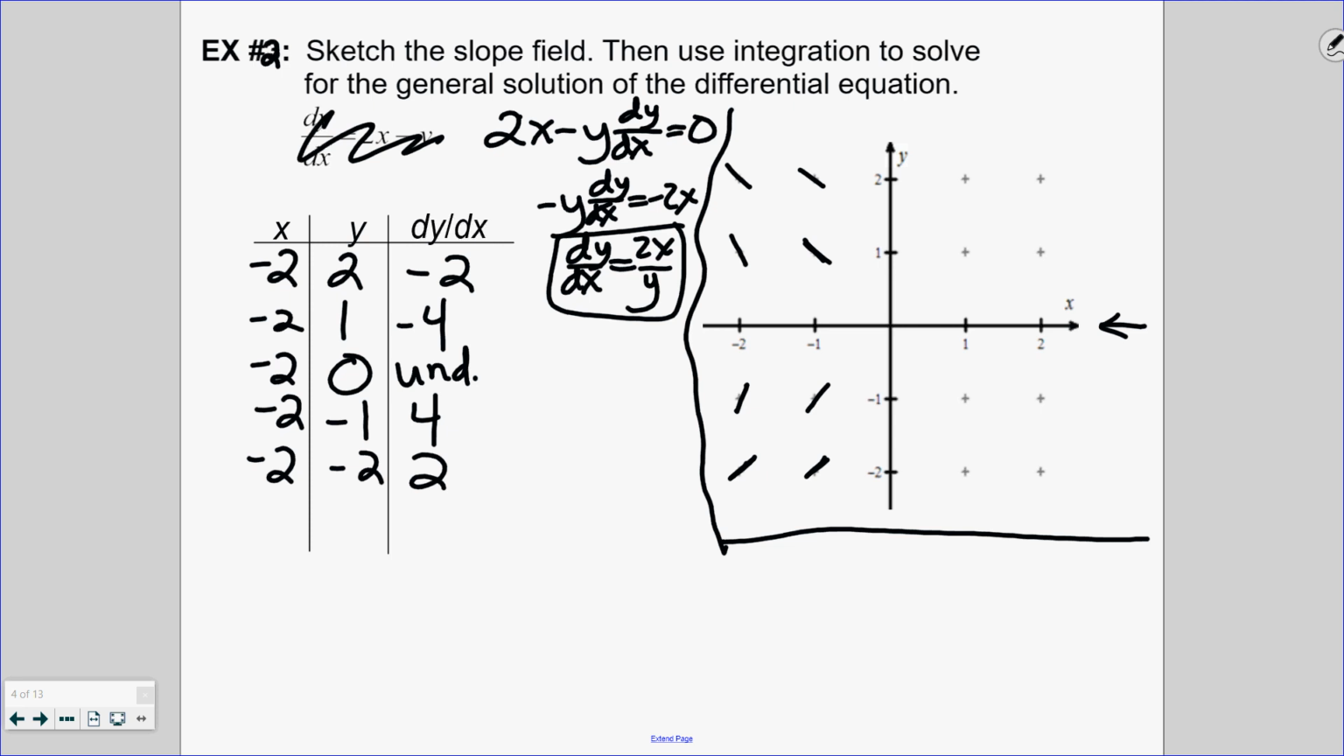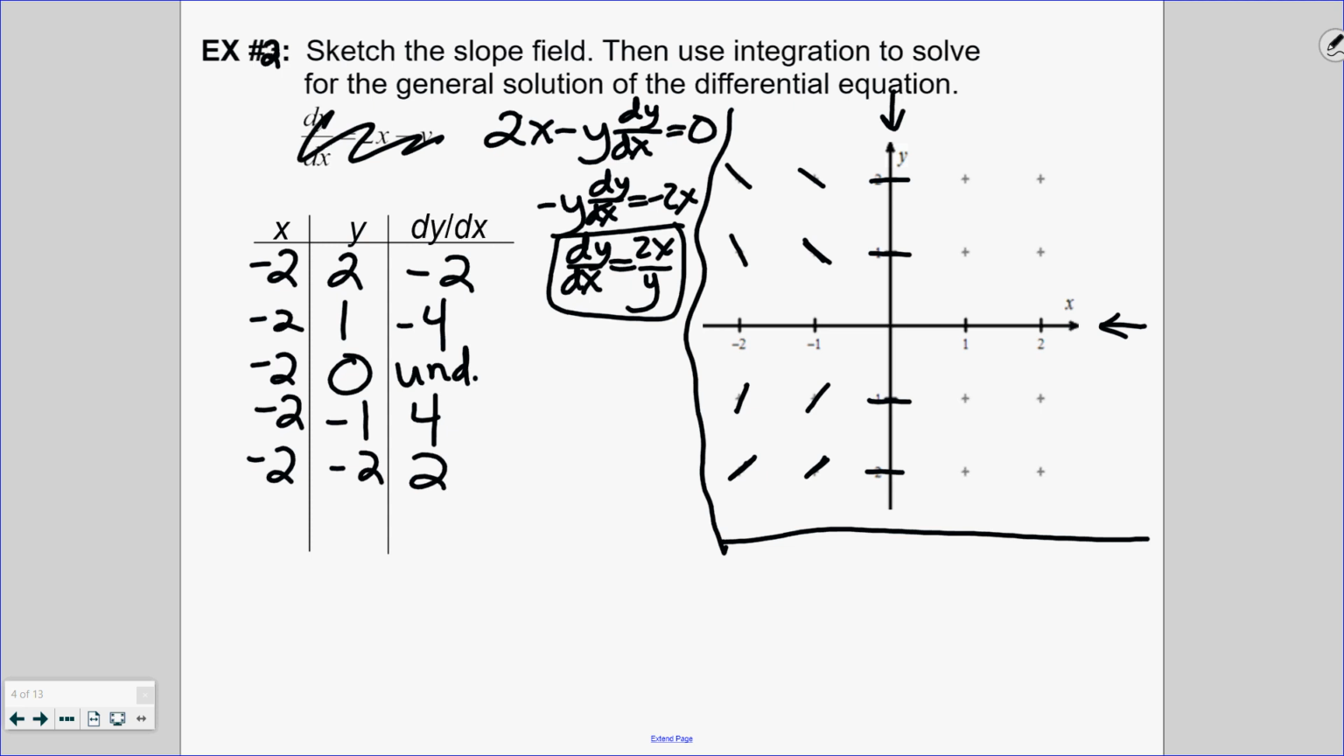Then let's go when x is 0. So if we're right here on the y-axis, if x is 0, then it doesn't matter about y except that we can't have 0 over 0. All of those are going to be 0, because the slope is going to be 0 over some number. So you're going to get 0. So all of those are going to be horizontal.